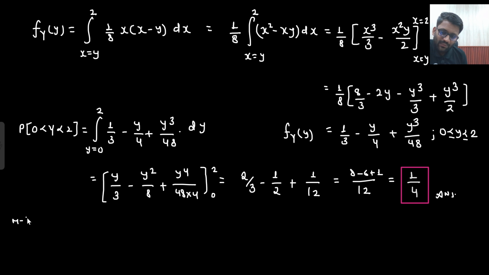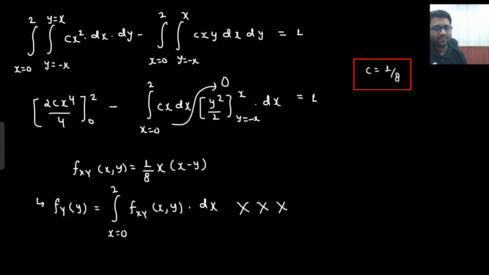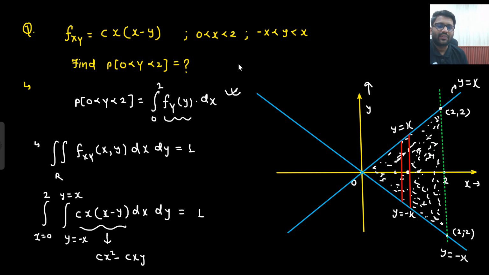Let's understand method 2. Let's think more before going into mathematics. What you need to find? The probability of y taking value between 0 to 2. This is what you need to find. So let's get back here. This was the question. They are asking the probability of y taking a value from 0 to 2.